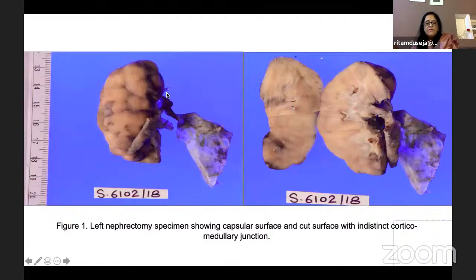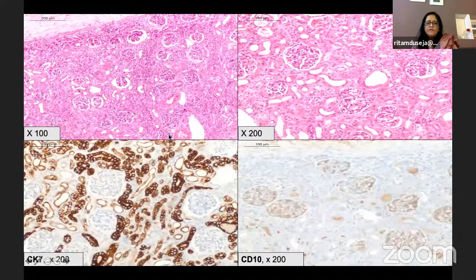Whereas in another case where we received a nephrectomy for a non-functional kidney, I was wondering why they removed such a normal, nice-looking kidney in a 5-year-old male. On gross examination, there were hardly any sclerosed glomeruli. But on closer examination, what we understood was there was complete loss of proximal tubules.